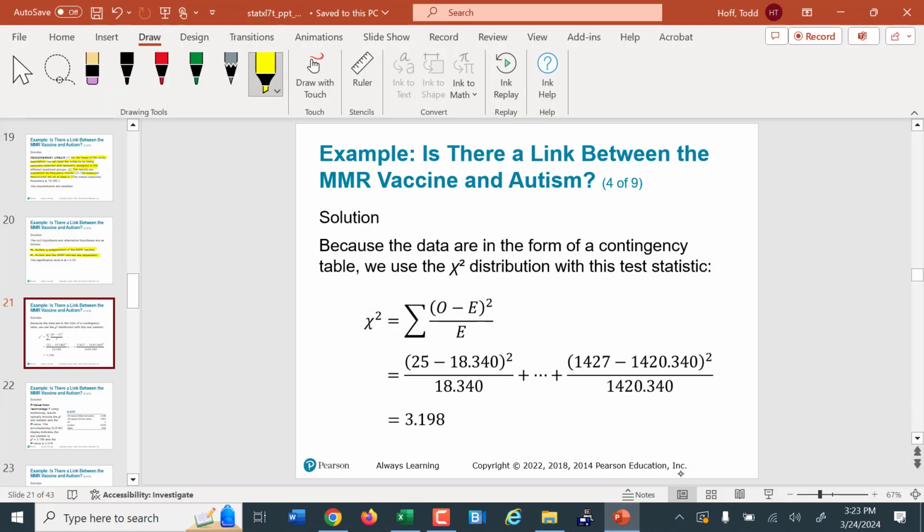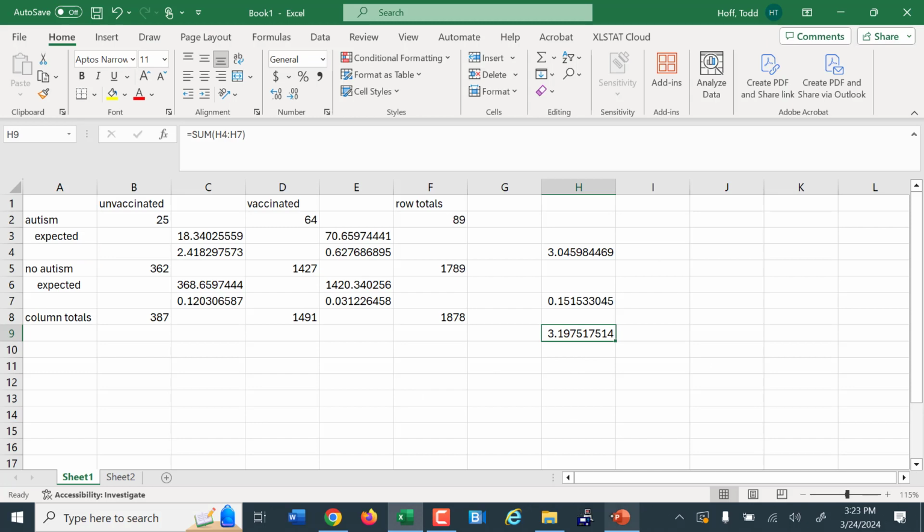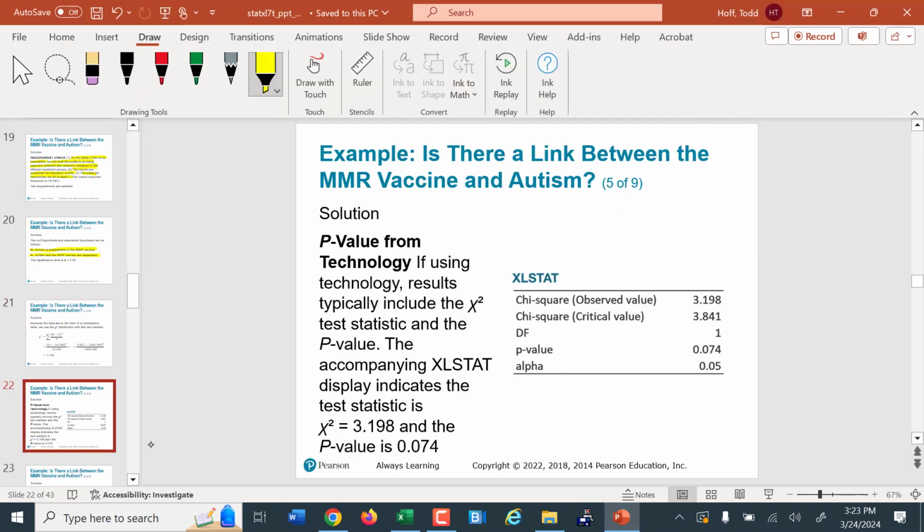So we would reject if we are greater than 3.84. The 3.198 is what we just calculated here, our actual test statistic. So we compare. Here's what the technology gives us: test statistic 3.198, critical value 3.841. That's not big enough. The p-value then is 0.074.